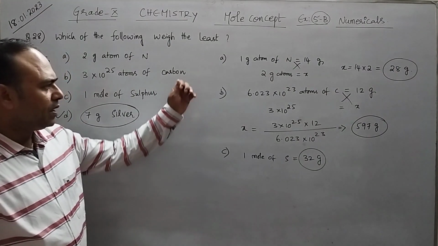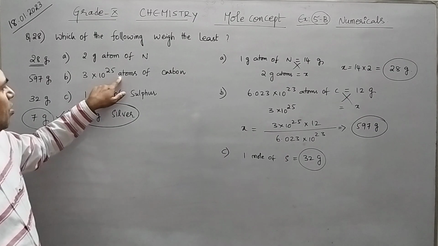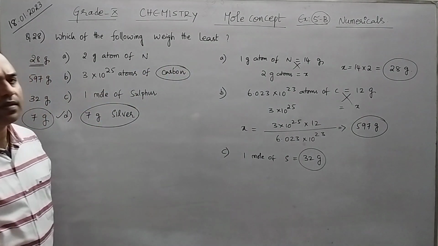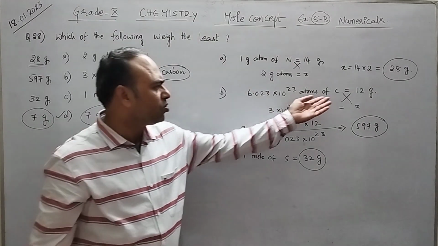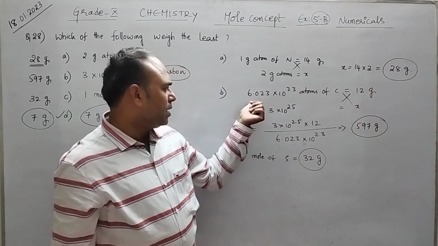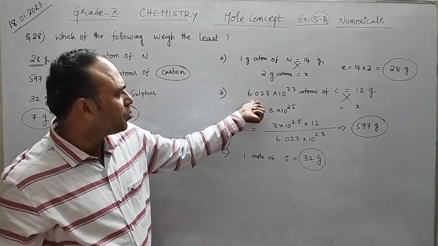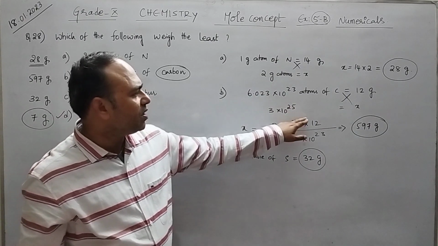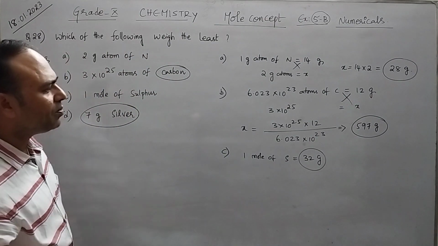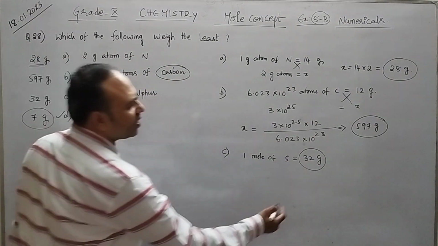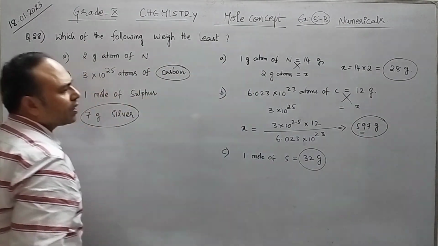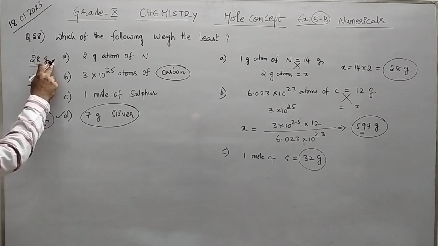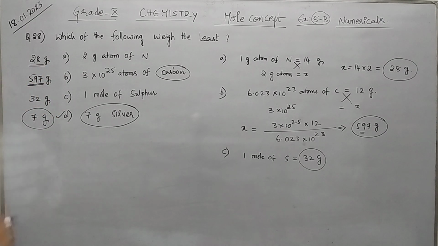Second one, they have mentioned here 3 into 10 power 25 atoms, and you know that atomic mass of carbon is 12 gram. So here you know 12 gram. Number of atoms, Avogadro number 6.023 into 10 power 23. For 3 into 10 power 25, take it as x gram and cross multiply. You get an answer of 597 grams of carbon. So here I have written 597 grams. First one definitely is less compared to second.